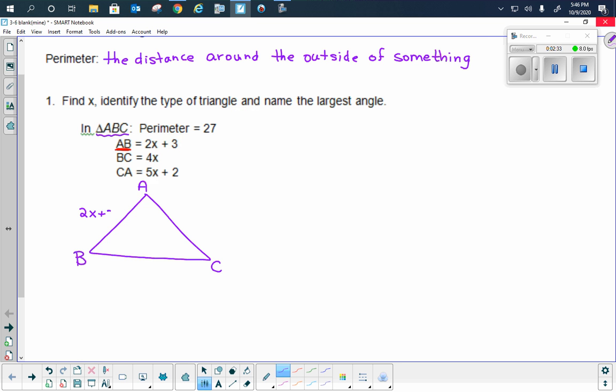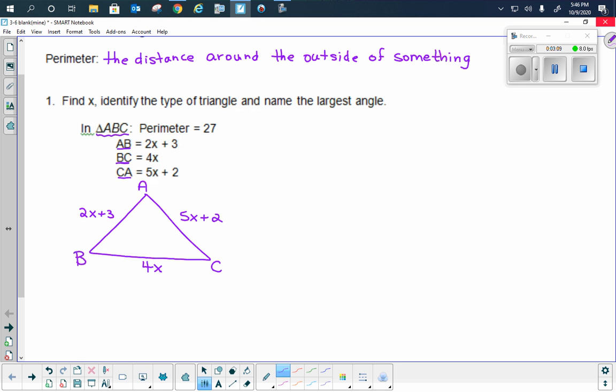I should be labeling these. These are sides, so put them on the outside of the triangle. Side BC, this segment is 4x. And side CA, also known as AC, is 5x plus 2. Now you're just used to the picture being drawn for you, and that's what you see to start with. This one's just giving you the information, making you draw the picture. Okay, so if you take all of those pieces and you got everything in there, you can get rid of that. Okay, there's just your different sides.